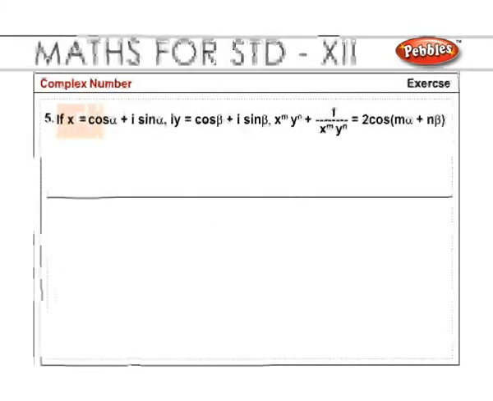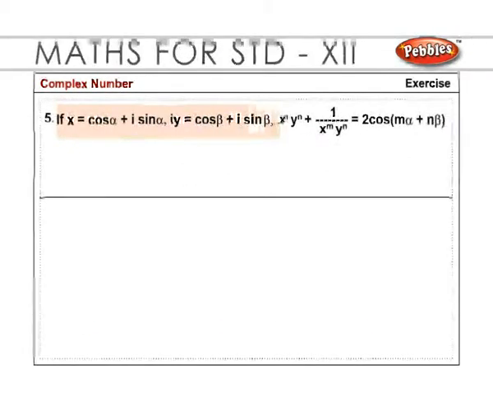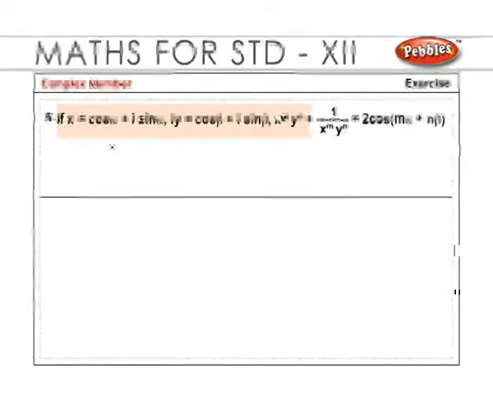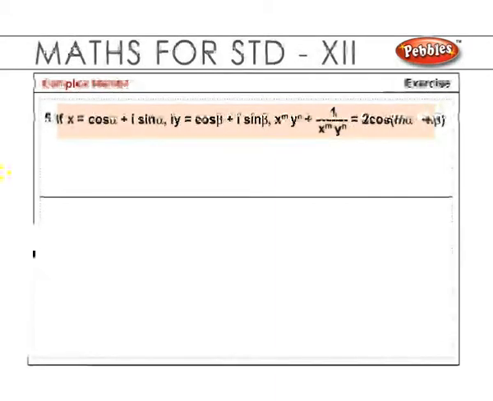If x is equal to cos alpha plus i sin alpha, y is equal to cos beta plus i sin beta, then x raised to m y raised to n plus 1 by x raised to m y raised to n is equal to 2 cos of (m alpha plus n beta).